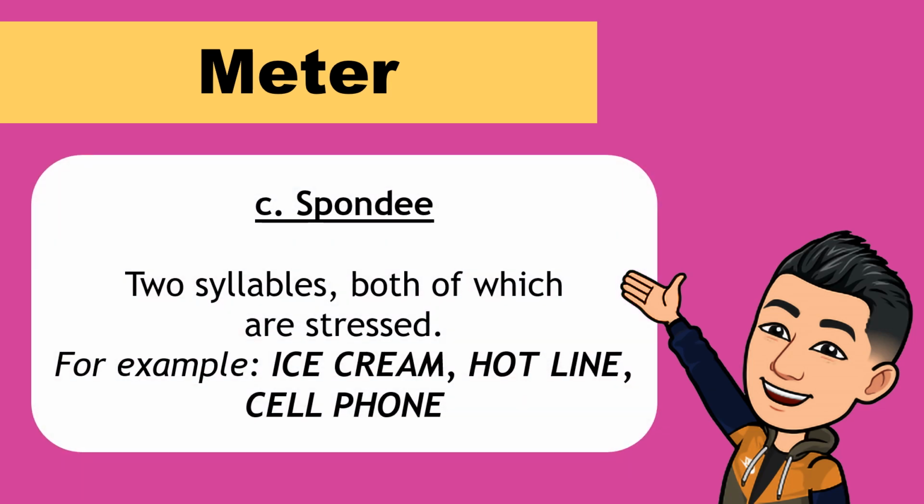Then spondee. 2 syllables, both of which are stressed. For example, ice cream, hotline, and cell phone. So all of the letters in the word are bold. If we compare it to the others, this one is all bold because the 2 syllables are both stressed together. So ice cream, hotline, and cell phone.